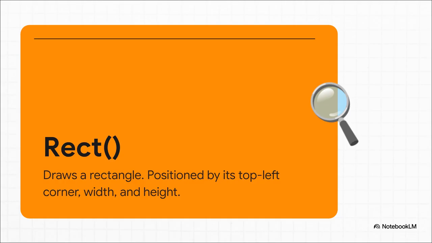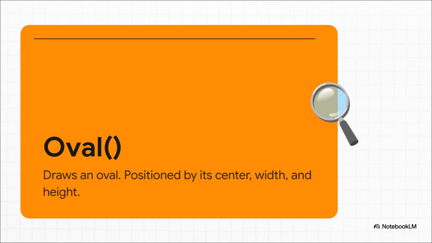The key thing to remember here is that everything is based on that top left corner. And next up, we've got the oval. Now it also needs a width and a height, but here is the big difference, and you gotta catch this. Its position is set from its center point, not the top left corner like the rectangle. This little detail is super important.